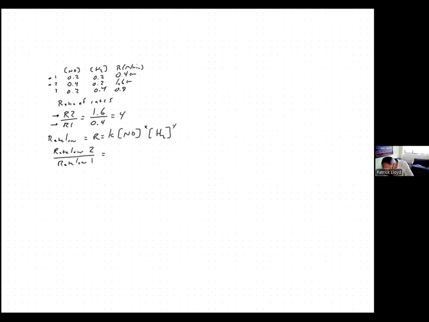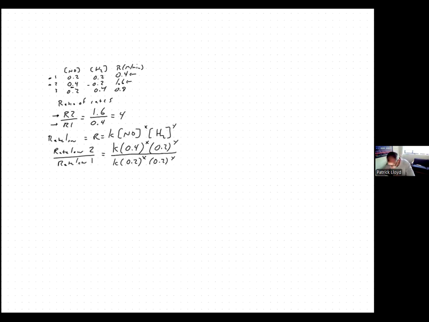So for trial 2, we don't know the value of the rate constant, so I'm just going to put K. Now, for number 2, NO is 0.4, so I'm going to write 0.4, and that's going to be to the X. And then hydrogen is 0.2, so 0.2 to the Y. Okay? So I'm just plugging in the numbers that are in that table. And then I'm going to do the same thing for rate law 1, K. Now for trial 1, it's 0.2 molar for the NO, and it's 0.2 molar for the H2.